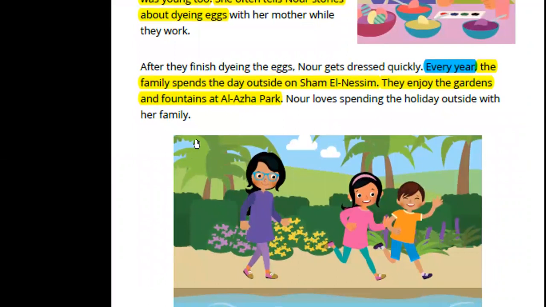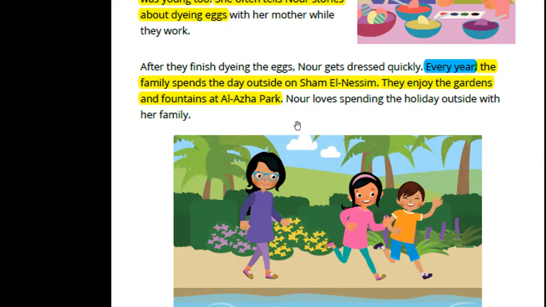After they finish dyeing the eggs, Noor gets dressed quickly. Every year, the family spends the day outside on Sham al-Nasim. They enjoy the gardens and fountains at Al-Azhar Park. Noor loves spending the holiday outside with her family.